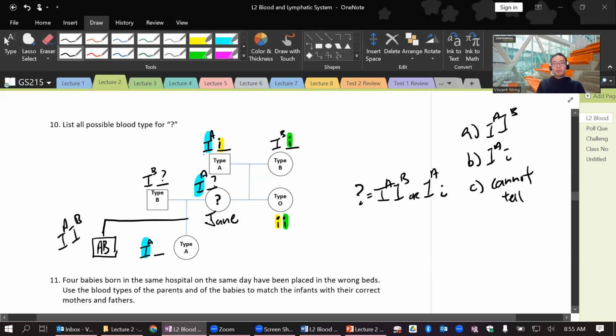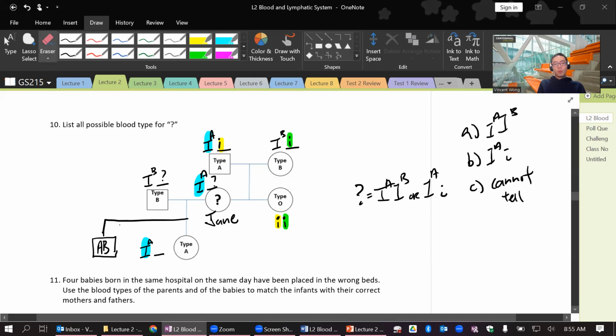I understand why some of you might think she's IAIB, because you're thinking she probably needs to have a B in order for her to have a boy that's AB, right? But not necessarily. The B could have come from the father, and not necessarily her. So that's why we still don't know.